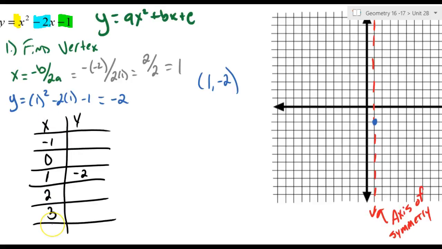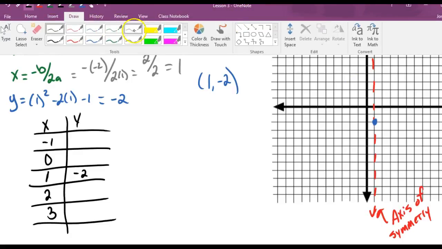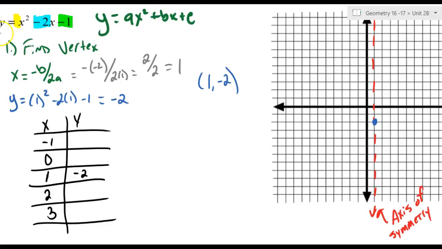I get to choose the x values, and the reason why I choose those is because they're going to give me values that are right next to my vertex that tell me which direction I'm going to be graphing it. So what we need to do now is take each of these x values and substitute them back up into our original equation. So it's going to be negative 1 squared minus 2 times negative 1 minus 1.